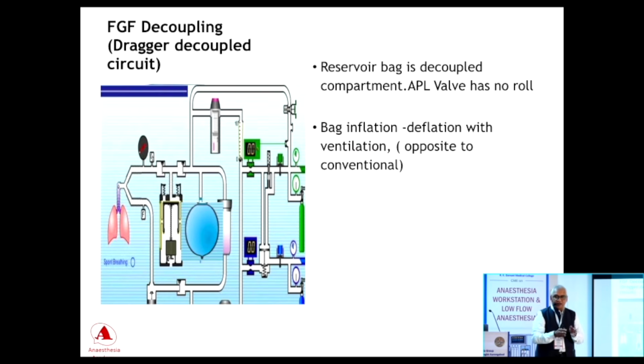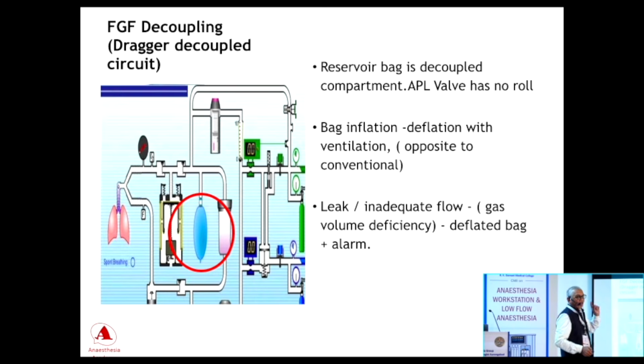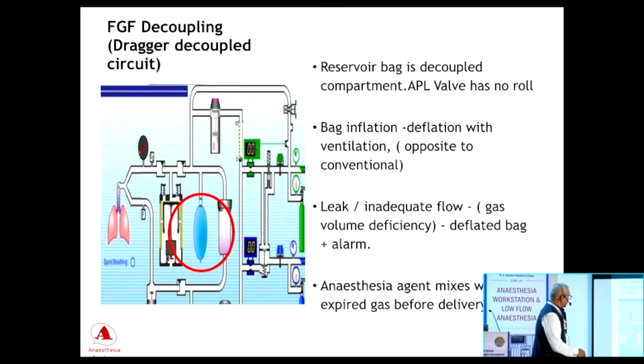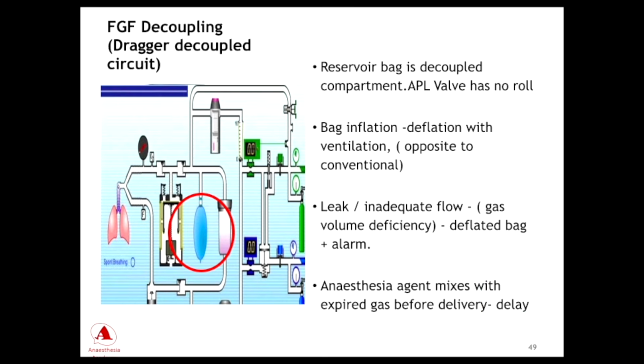So bag inflation and deflation is opposite to our conventional thinking. It inflates in inspiration and deflates in expiration. And if there is a gas volume deficiency, which Apex was talking about, what will happen? The bag will start getting collapsed. What do we do? We increase the flow, right? So leak or inadequate flow or gas volume deficiency, the bag will get deflated and you will get an alarm. Anesthesia agent actually here mixes to the bag first and then it is delivered. So some companies claim that it is slightly slower, but it's not that slow.